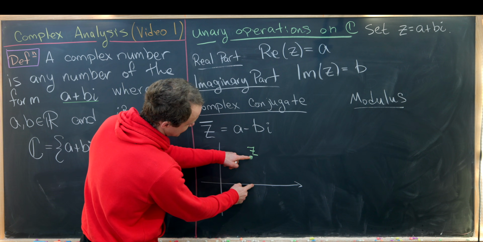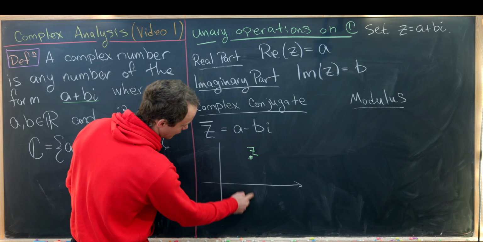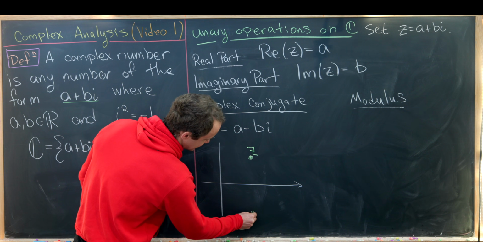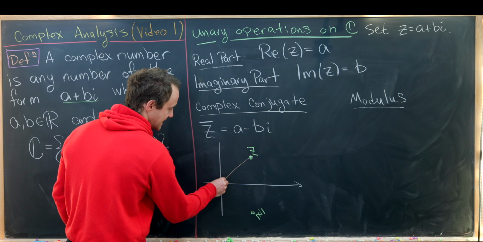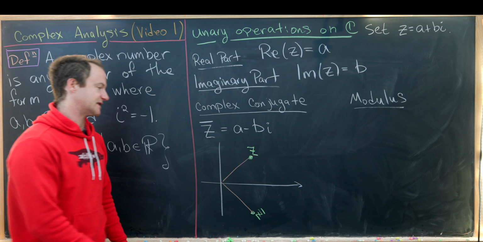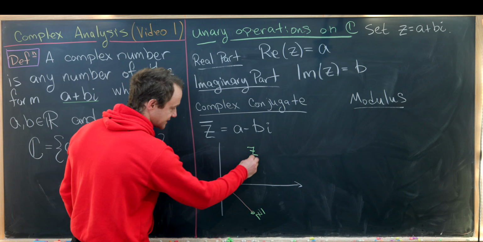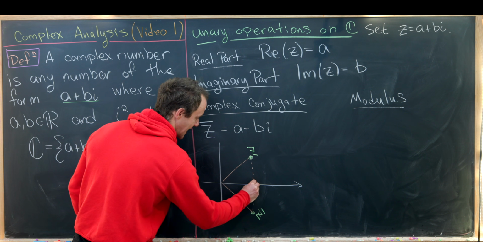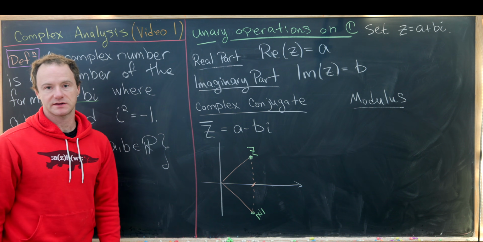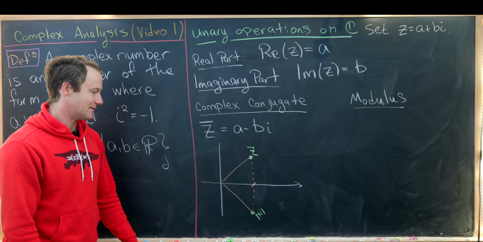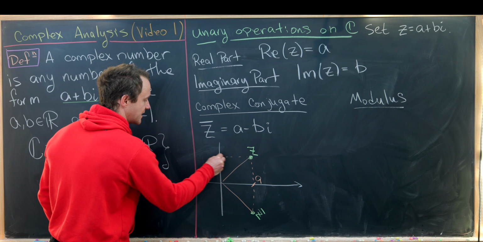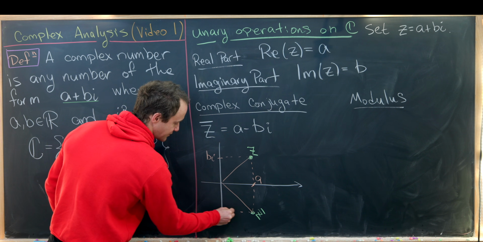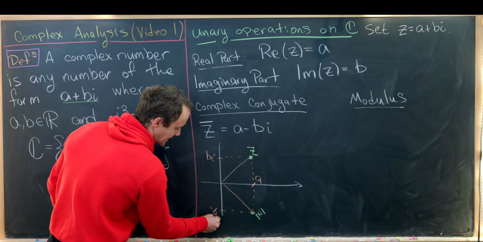So that represents some sort of folding by the real axis. So z bar would be down there. So notice what we did is we kept the same distance from the origin. And we also, in turn, kept the same real part, but we have negated the imaginary part. So if this were a here, then this point over here would be bi. This point over here would be negative bi.